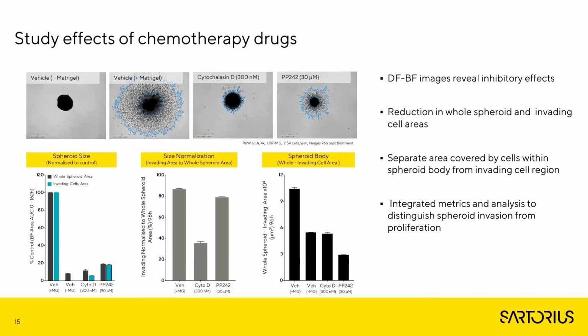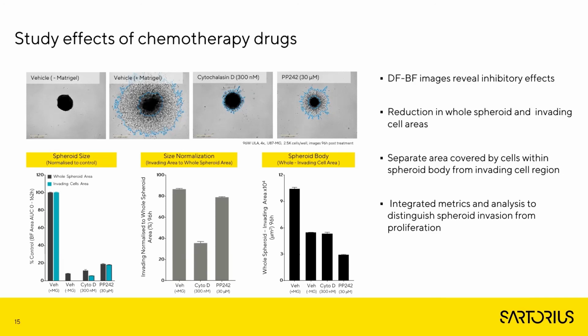So I'm looking at the black bars in the bottom left-hand panel, as well as the invading cell area. So those are the turquoise bars. Now you can see that the inhibition by cytochalasin D is more marked with respect to the invading cell area.